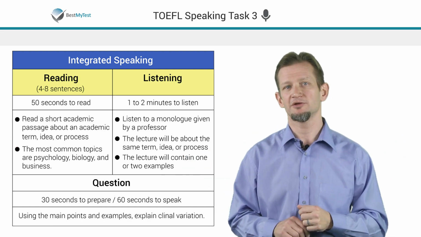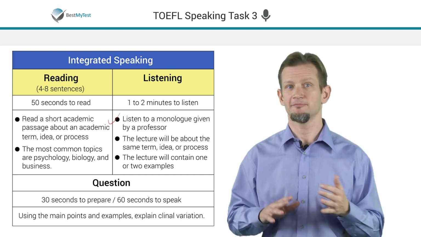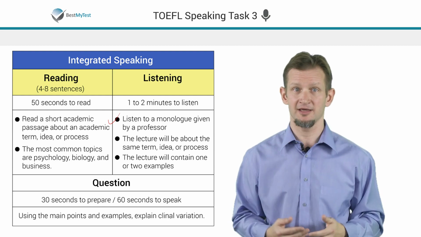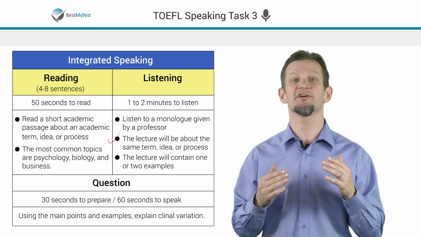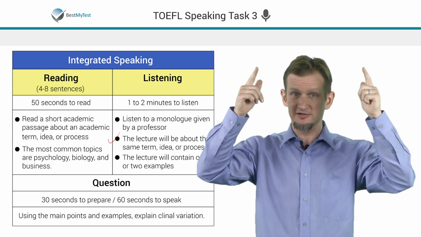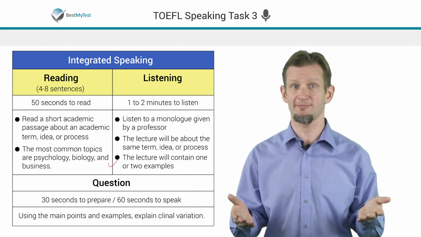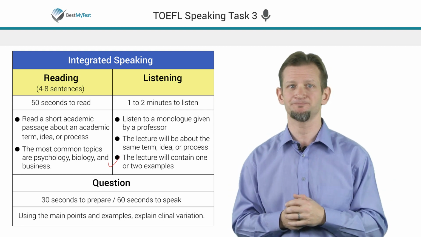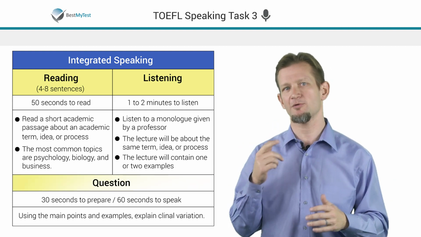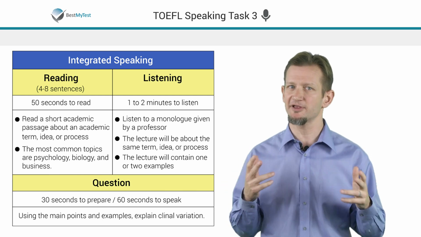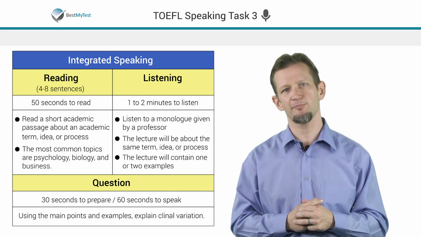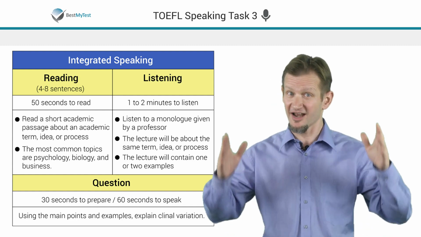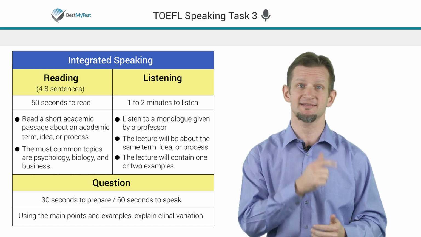After the reading, you're going to hear a lecture from a professor, maybe 1, maybe 2 minutes. And it's just a monologue, so he or she's just going to be talking. And in that lecture, the professor will explain the term you just talked about using examples. And sometimes it might even come from his or her personal life. So listen carefully. And then you're going to see the question. And the question is going to say something like this: Using the main points and examples, explain Clinal Variation. And then you're going to have 30 seconds to prep and 60 seconds to speak.